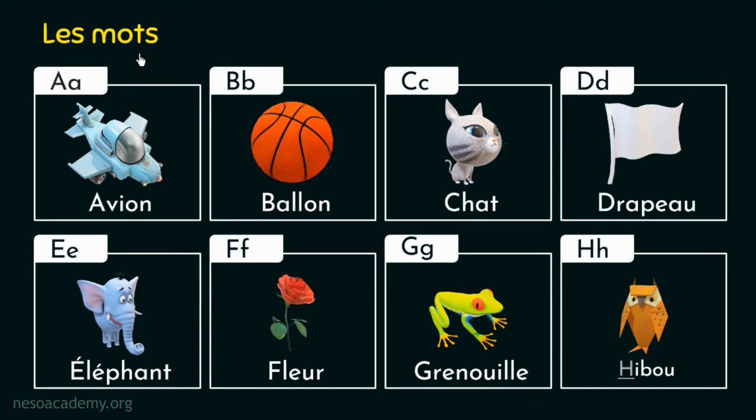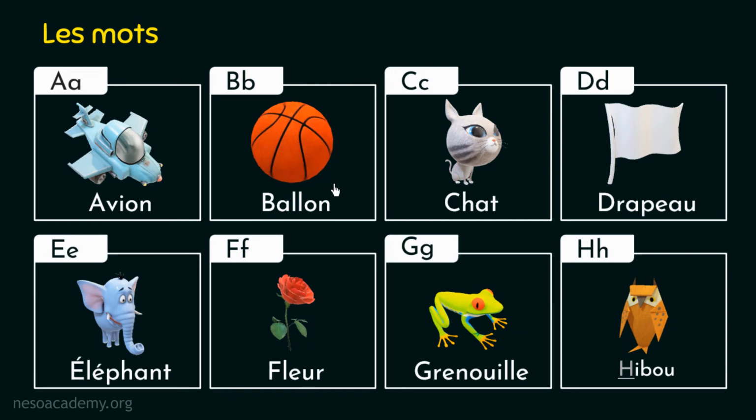Alright, so let's start from the very first alphabet, that is A. And the French word associated with this alphabet is called as avion. Avion. And avion is the French word for airplane. Now let's move on to the second alphabet, that is B. And the French word associated with this alphabet is called as ballon. Ballon means a ball.